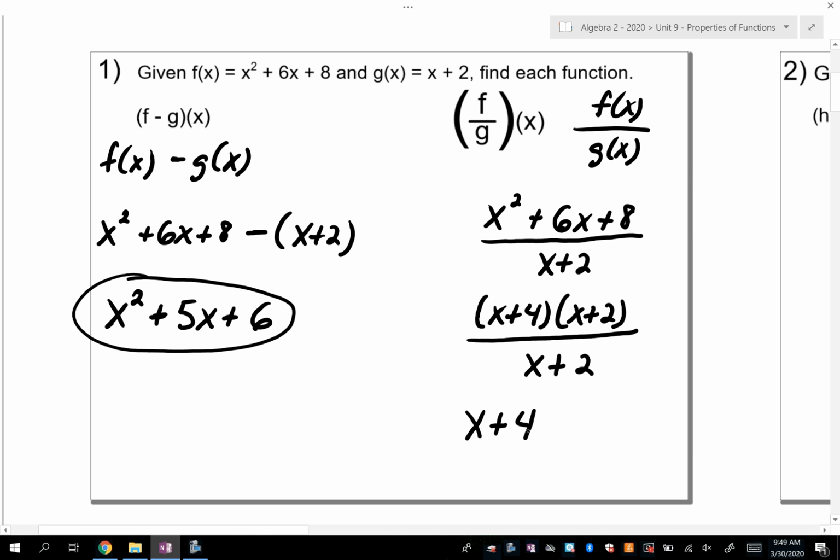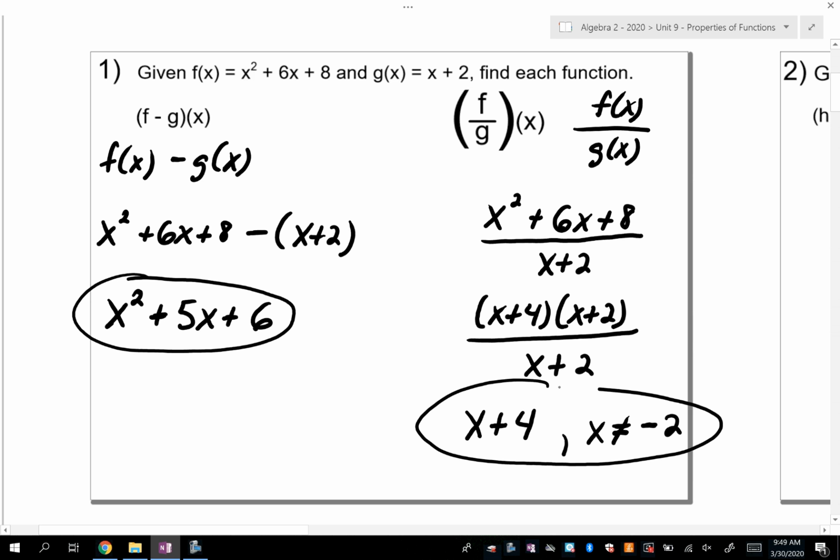Now, especially for those honors students, even though we're not going to do an honors version of the test anymore because of online learning, one of the big things that you need to remember here is that because we have a function in the denominator that had a variable, we need to make sure to list values that you cannot use for x. So in this case, the function is x plus 4, but you cannot plug in -2 because it would make the denominator 0. That would technically be the entire answer for f divided by g of x. All right, so that's everything for the first one.